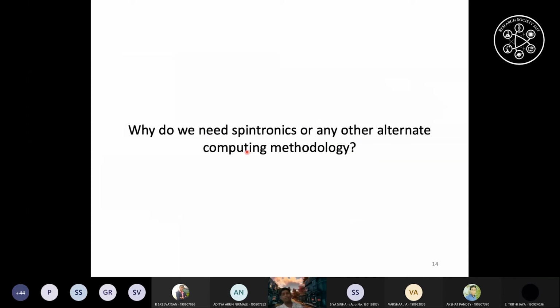So after giving a brief about the journey of Spintronics, in a few slides we will see why exactly we need Spintronics, or actually why people are doing research in microelectronics. Apart from Spintronics, there are other methodologies, like 2D electronics. People are working on graphene and other materials.